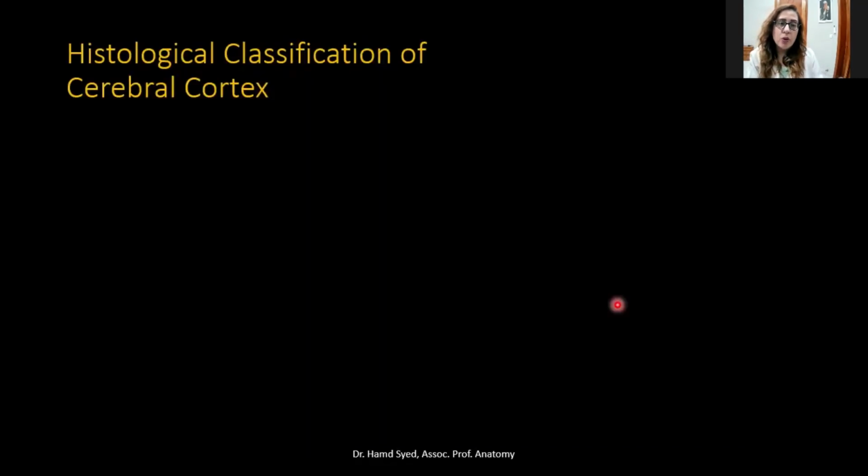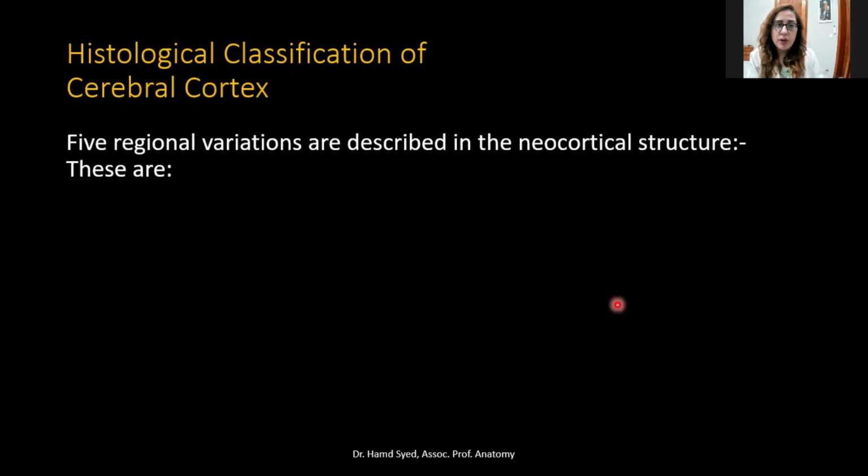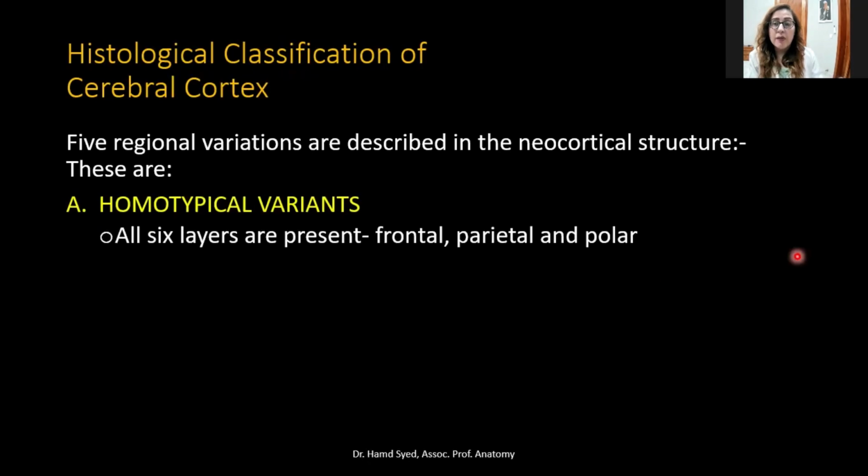Now, what is the histological classification of cerebral cortex? First, we talked about the phylogenetic classification. Now, let's come to the histological classification. There are 5 regional variations described in the structure of the neocortex, and these can further be divided into 2 groups.